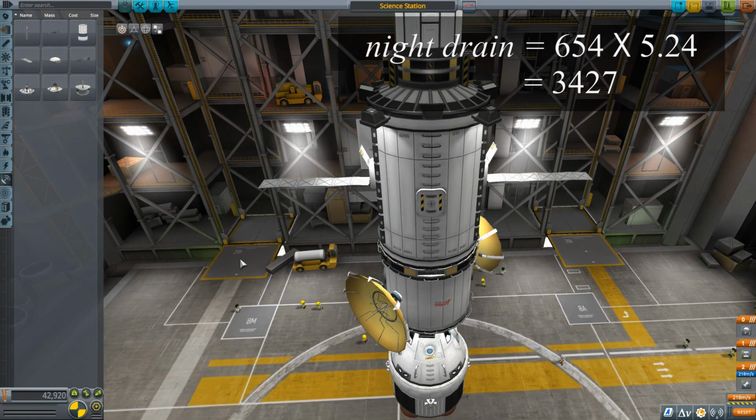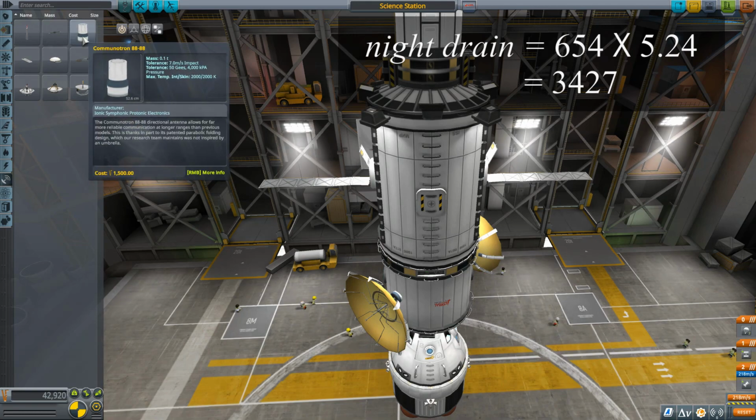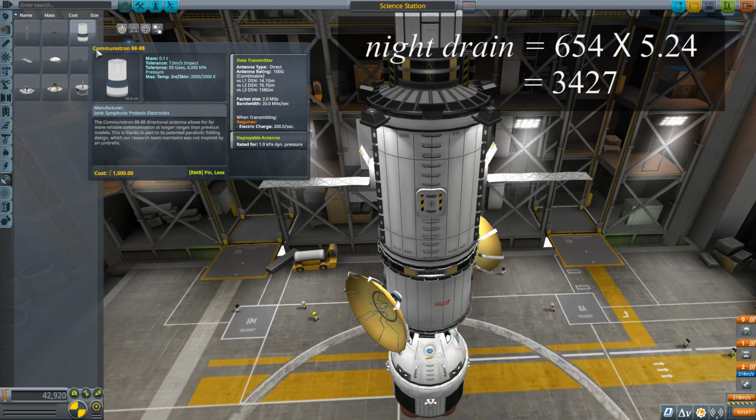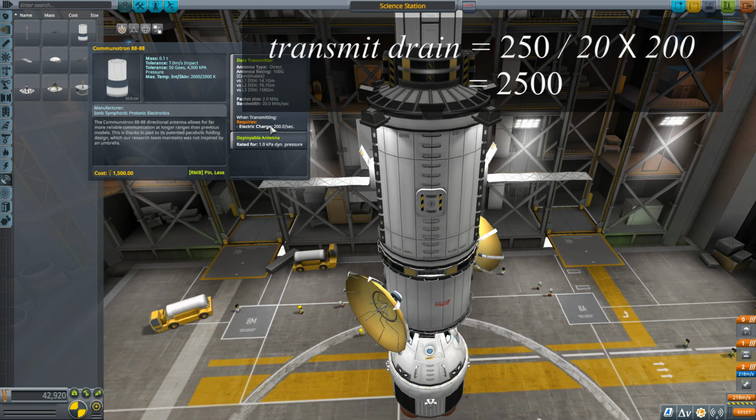So once again, I'm going to pick that arbitrary 250 units of science that I would love to transmit. We're going to take a look at the Communitron 88-88, and according to this here, its bandwidth is also 20 MITs per second, or 20 science points per second. So we're going to take our 250 and divide it by 20, and it takes 200 units of electric charge per second to transmit. So 250 divided by 20 times 200 gets me that that's going to cost me 2,500 units of electric charge.